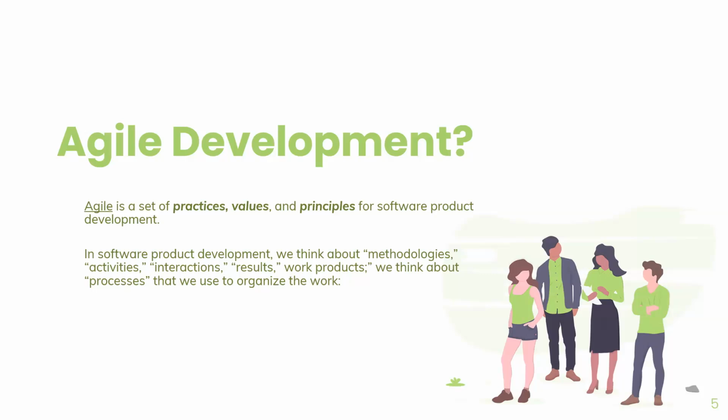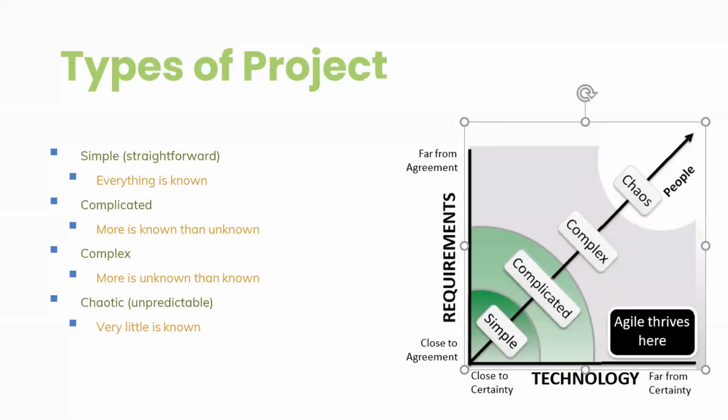In software product development, we think about methodologies, activities, iterations, results, work products. We think about processes that we use to organize work. We did look at types of projects. If you look at this diagram here, you see the simple project, where I just want to do this and I get it done. So there are different types: simple, complicated, complex, and chaos.